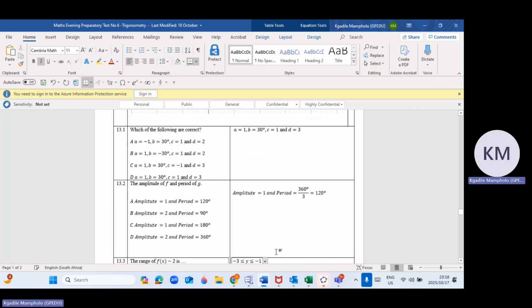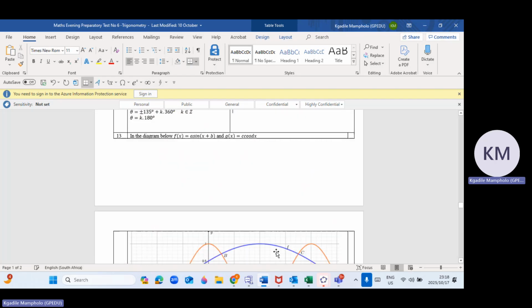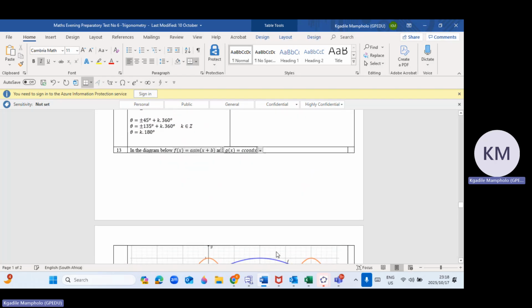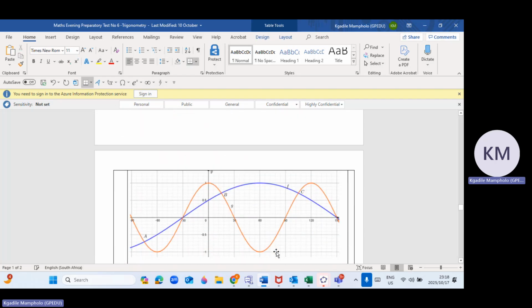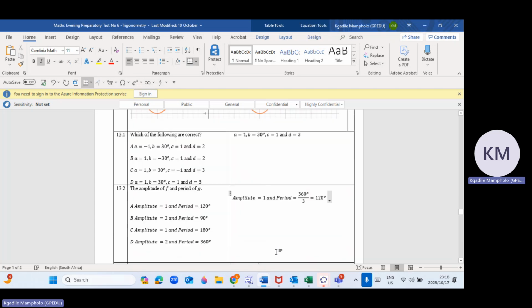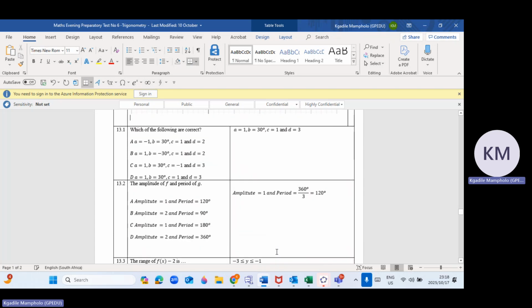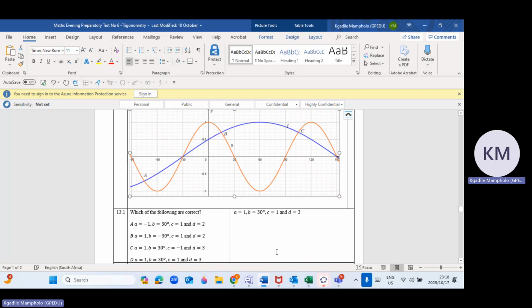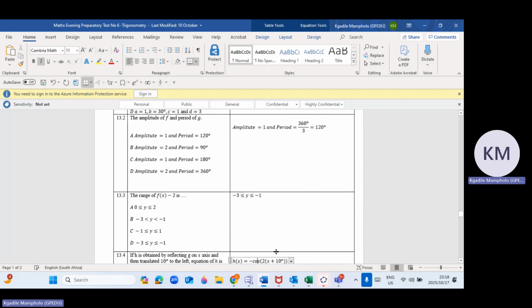Now, the amplitude of f and period of g. The amplitude of f is 1. Remember, even if the graph was negative, the amplitude is never negative. It will also be positive. And then the period of g, since the graph is compressed, the period will be 360 divided by 2.